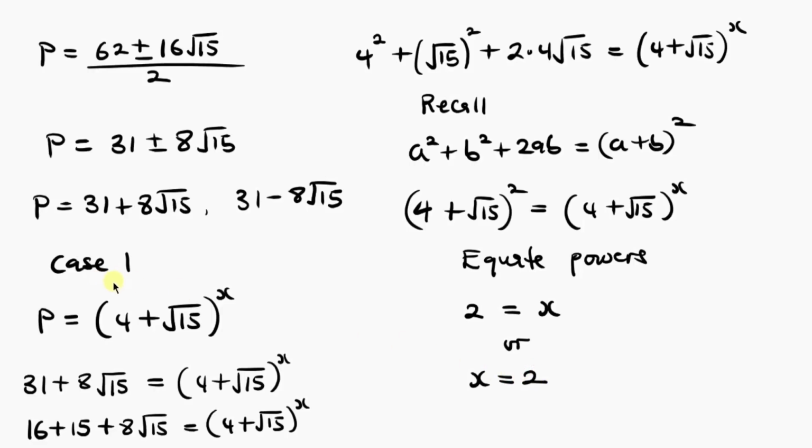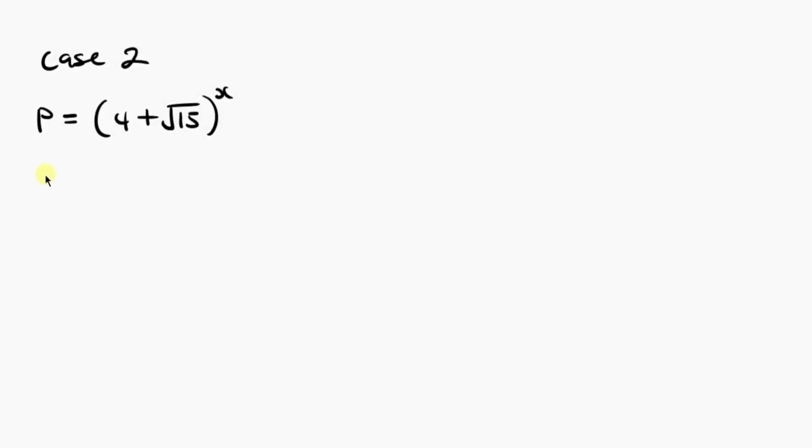Case 1. So let's consider case 2 and see which answer we're going to be getting. And what are we using to consider for case 2? It will be our value of P. So let's do that real quick. For our case 2, our P is 31 minus 8 root 15.